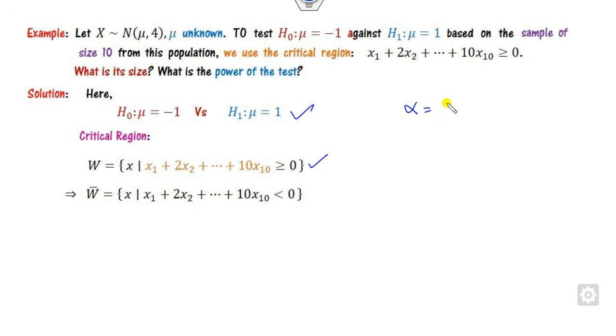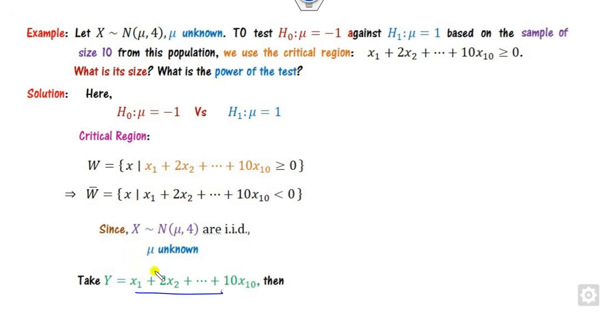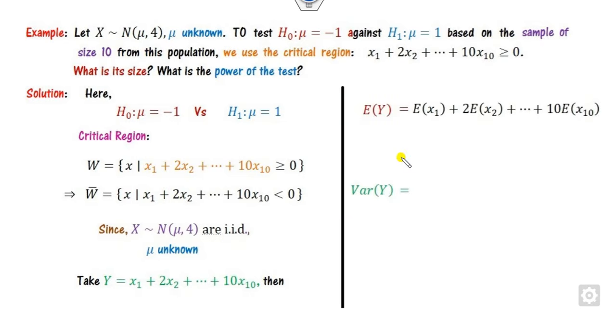Now if you find the value of alpha here, x is the collection of all those elements, so it is very difficult. So what you can do is consider this value as my y. Since x is a random sample, they are IID. So firstly we will try to find the mean and the variance of this y. That's very simple. We can find the mean: what is E of x1, that is my mu.